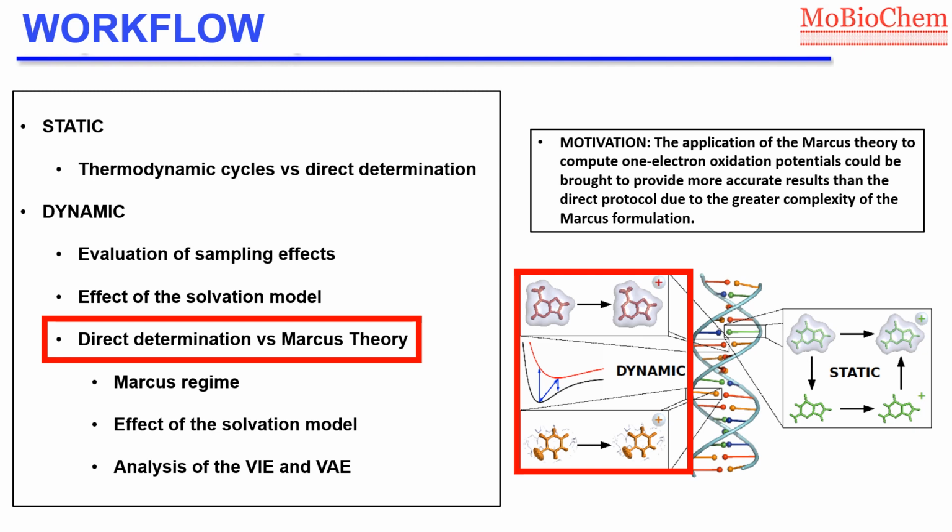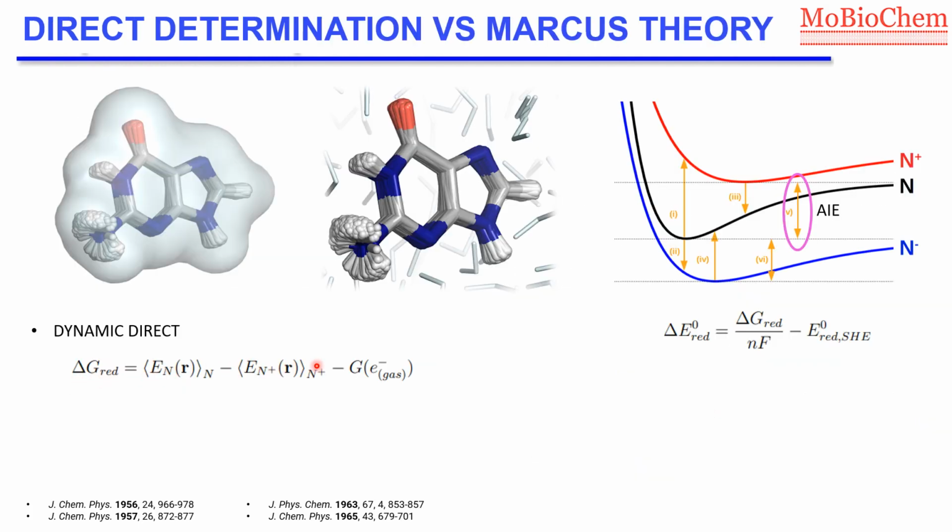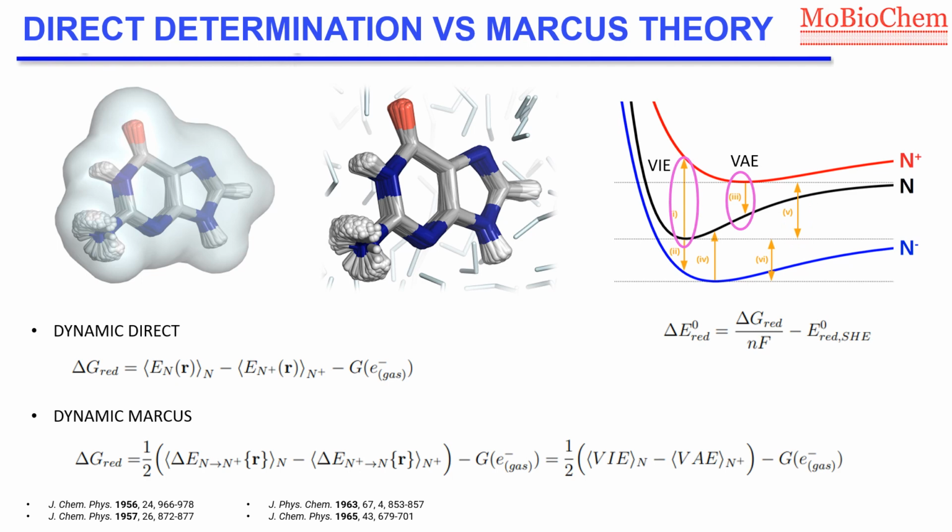Then we also tested an alternative formulation called Marcus theory, and we compared it to the dynamic direct approach. The application of the Marcus theory could be expected to provide more accurate results than the direct protocol due to the greater complexity of the Marcus formulation. Leaving apart the direct equation, which directly computes the adiabatic ionization energy of the oxidation process, there is an alternative formulation, as I said, Marcus theory, that is able to compute these redox properties through this equation.